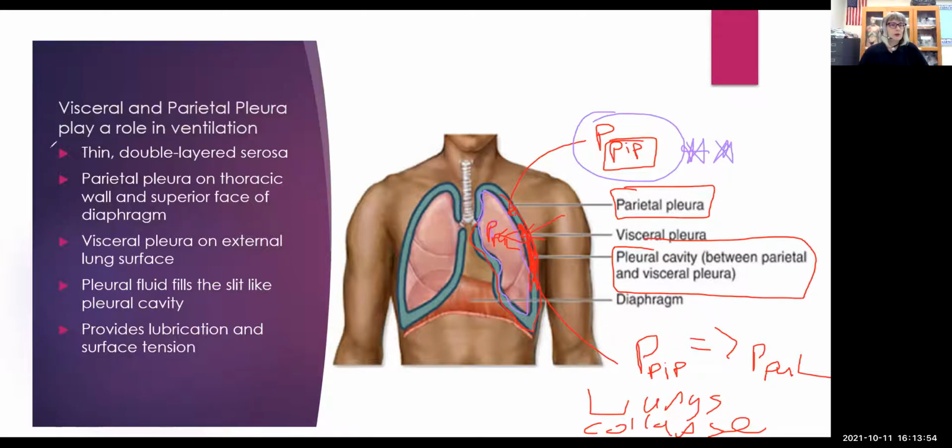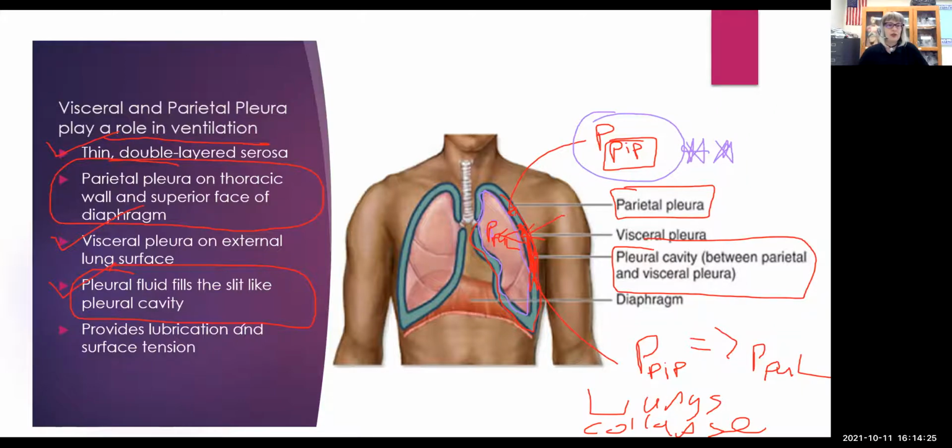All right, so let's look at the slide here, what it says. Basically, the visceral and the parietal pleura play a role in ventilation. Double-layered serosa, the parietal pleura is on the thoracic wall, and it also faces the superior surface of the diaphragm. The visceral pleura is directly on the lung surface, and the pleural fluid fills the slit-like pleural cavity, and we don't want high pressure there because if it's equal to or greater than, the lungs will collapse.